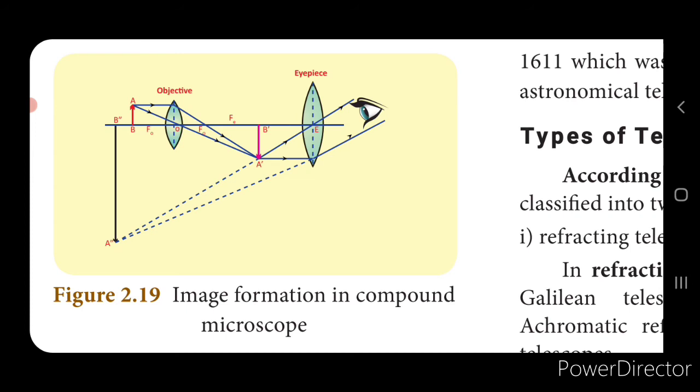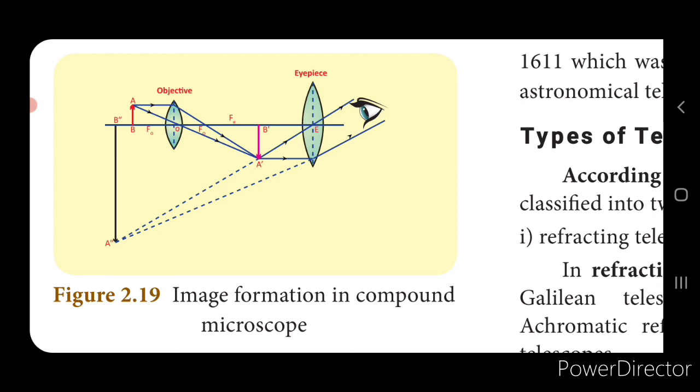So the position of the eye lens is adjusted so that A dash B dash falls within the principal focus of the eyepiece, right? Now this eyepiece will give you the virtual, enlarged, and erect image, right? Now A dash B dash is the object for the eyepiece, but it is an image for the objective lens, so that this object will be adjusted so that the image A double dash B double dash will be a very, very enlarged image, right?